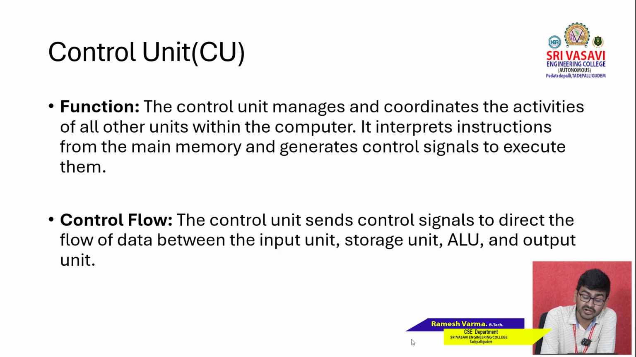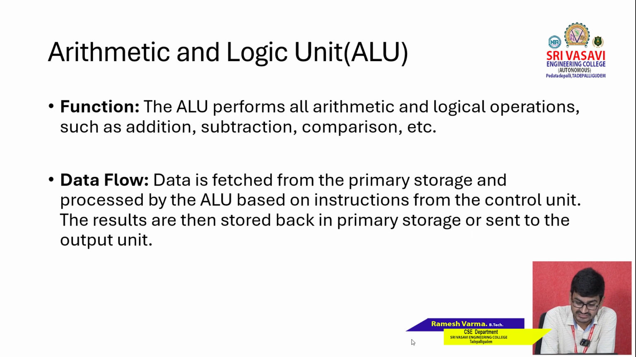And when it comes to control flow, the control unit sends the control signals to direct the flow of data between the input unit, storage unit, ALU, and output unit. For example, if the instruction should go to ALU, the control unit will take that instruction and redirect it to the ALU for the calculation part. So that is the functionality of control unit. It controls all the instructions.